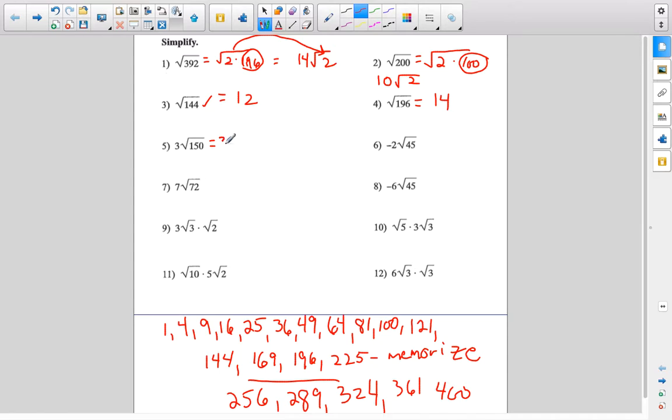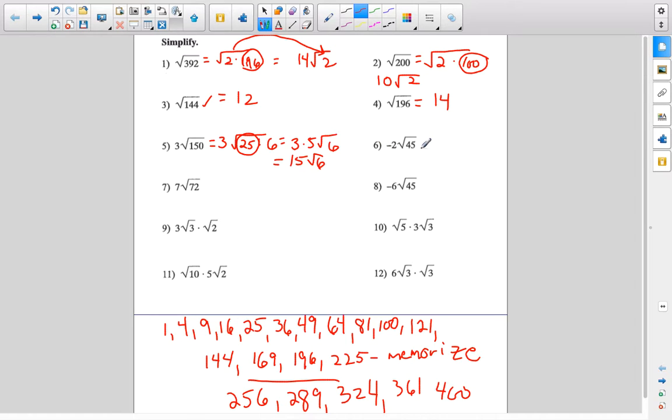Okay, number 5 says 3 times the square root of 150. So this means 3 times the square root, and I know quarters go into $1.50, so 25 times, and it takes 6 quarters to make 150 pennies. The reason I say that is 25 is a perfect square. So this means I'm going to take that 5 out, put it in front, and multiply it by what's already there. 3 times 5, and radical 6 has to stay in. So 3 times 5 is 15 root 6.